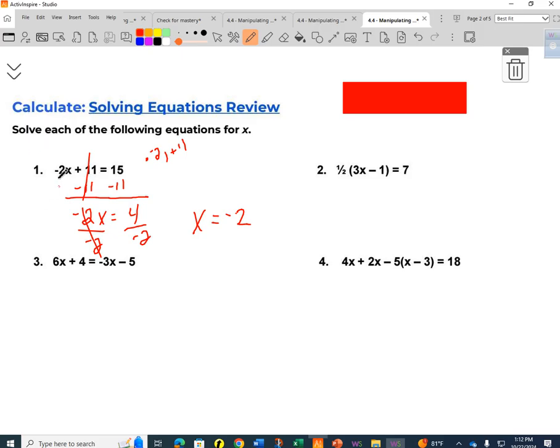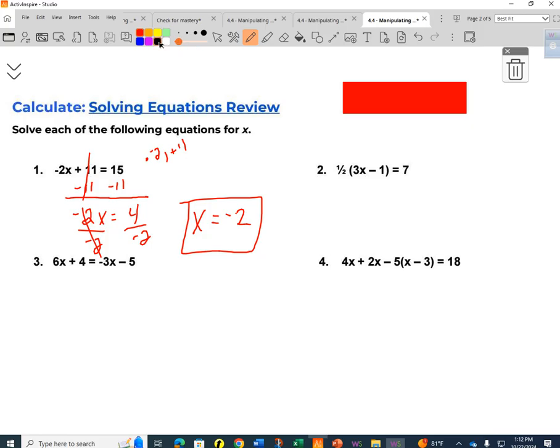Negative 2 times negative 2 is positive 4. Positive 4 plus 11 is 15. So we know that the left side equals the right side. That is the way we can check to see if that is actually our solution. All right, any questions?